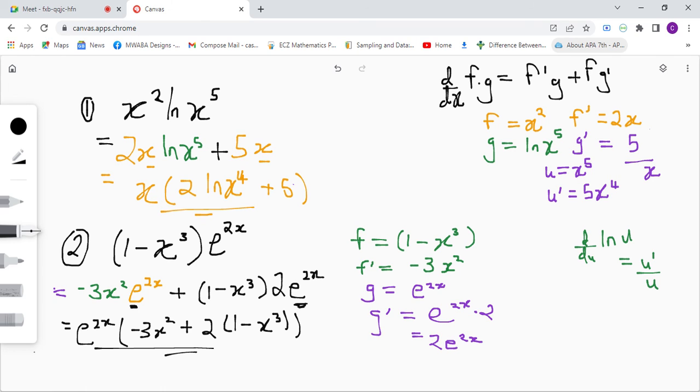Similarly, for the first answer, the x to the power 5 remains the same, because when we distribute this x times 2 natural log of x to the power 5, we get this expression on top. So this x to the power 5 wasn't affected. And when we multiply x times 5, we get 5x. So those are the answers for our questions.